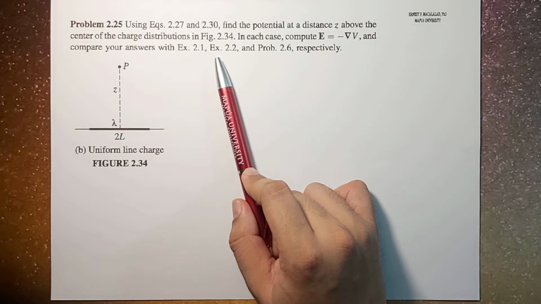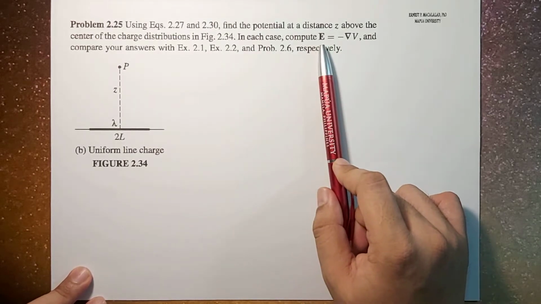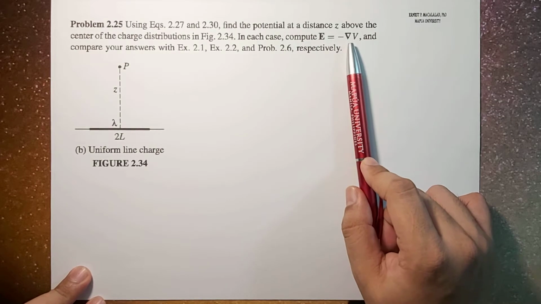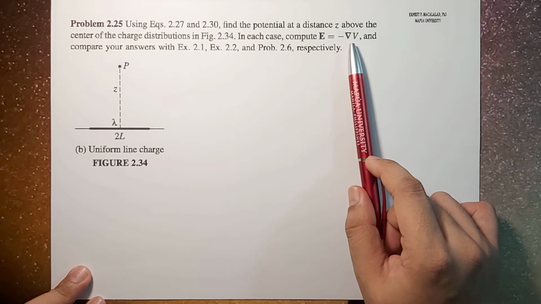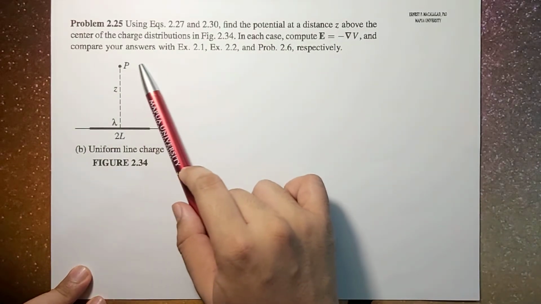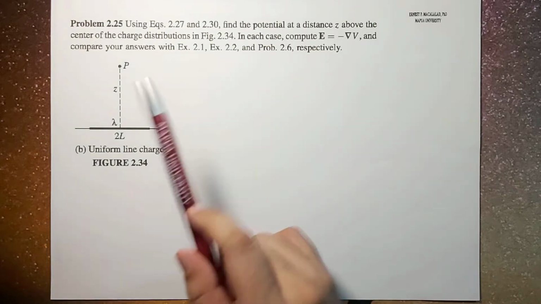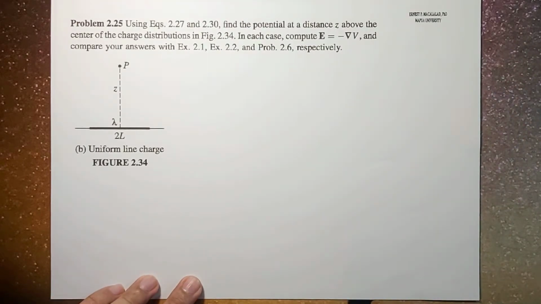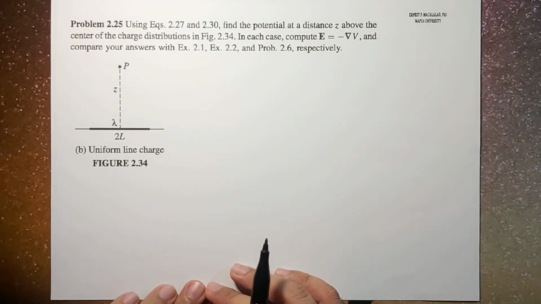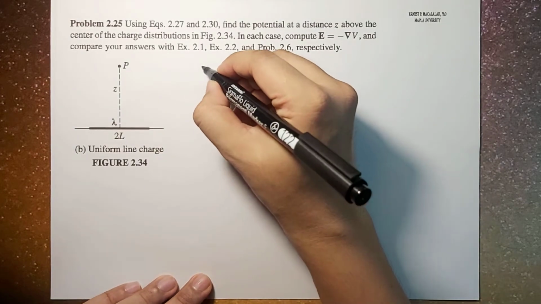Okay, and in this case we're also going to compute the electric field using this equation, wherein the electric field is equal to the negative gradient of your potential, and we're going to compare our answers with example 2.2. Okay, so this is a line charge, so that means we're going to use equation 2.30 in terms of line charges.